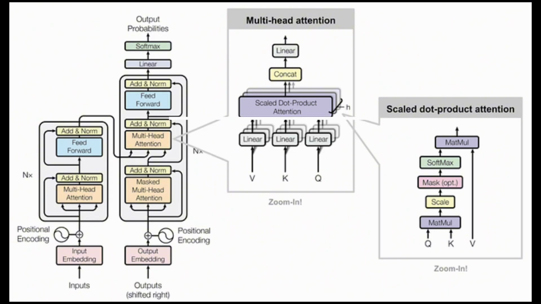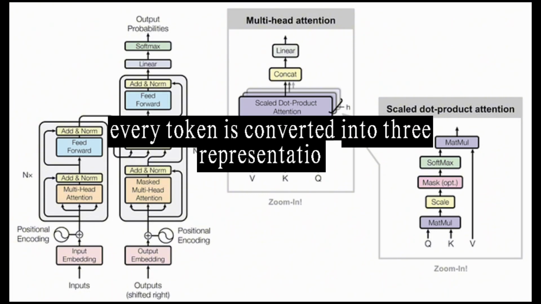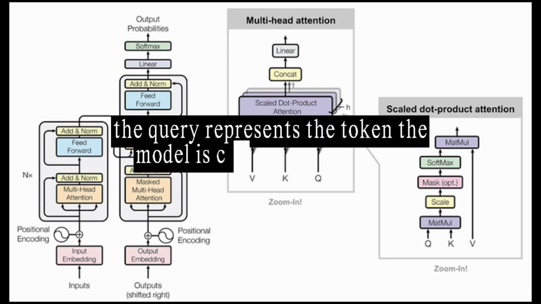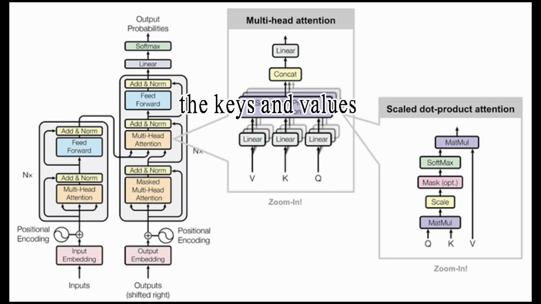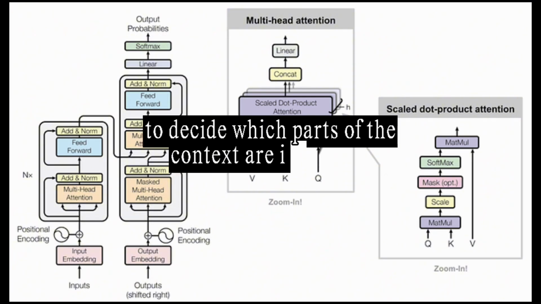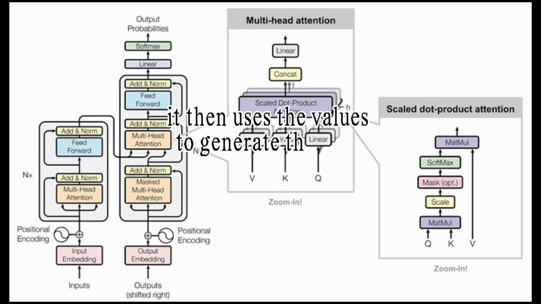Inside a transformer, every token is converted into three representations: a query, a key, and a value. The query represents the token the model is currently processing. The keys and values contain information about all the previous tokens. The model compares the current query with the previous keys to decide which parts of the context are important. It then uses the values to generate the next token.